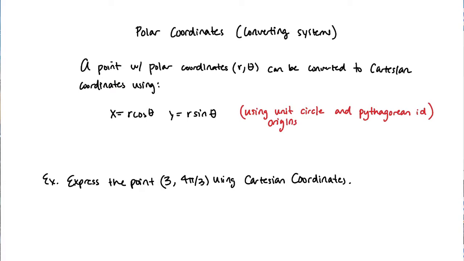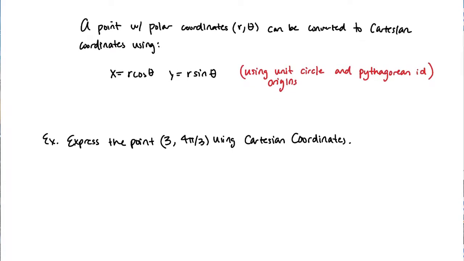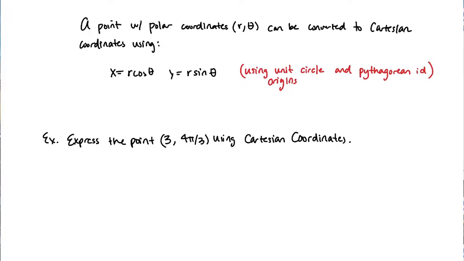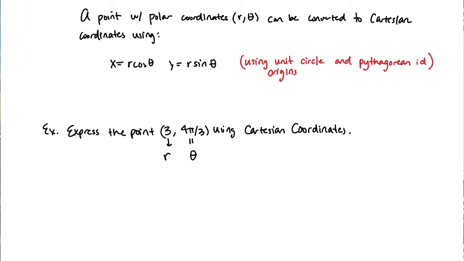Okay, so let's express the point (3, 4 pi thirds) using Cartesian coordinates. So remember that in this situation, our first position is our r, and our second position is our theta. And hopefully that's obvious based on the presence of pi, but you notice you won't always have pi for your angle. So remembering that it goes r comma theta is actually important here. x would be equal to 3 times cosine of 4 pi thirds, and y would be equal to 3 times sine of 4 pi thirds.